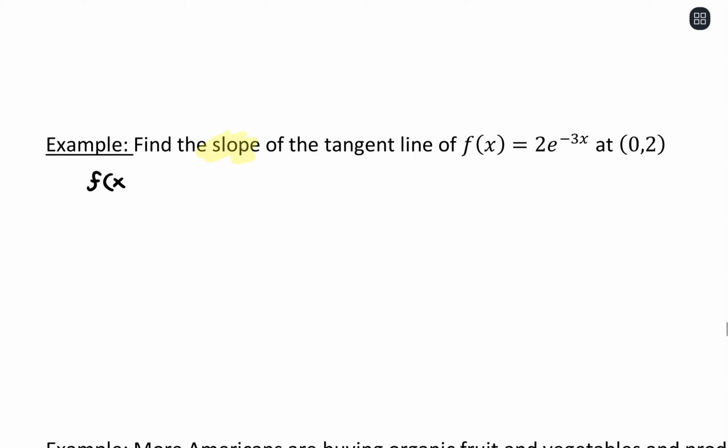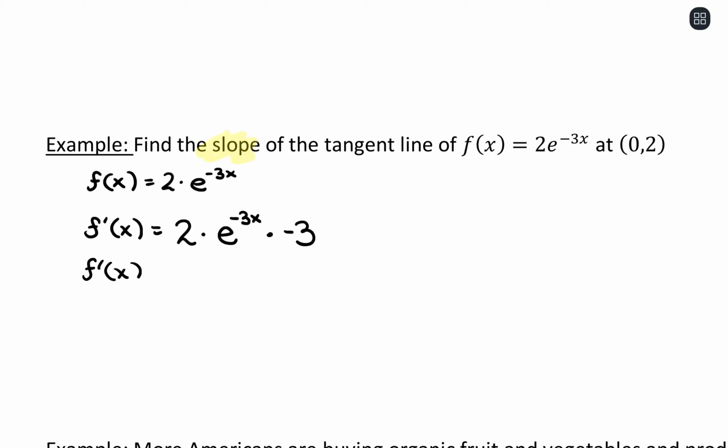So we have our function, which is 2 times e to the negative 3x. Grabbing the derivative, so we have this 2 multiplying on, so it's going to keep multiplying, and then this derivative of e to the negative 3x. So chain rule, we're going to have e to the negative 3x times the derivative of that negative 3. So our derivative function is negative 6 e to the negative 3x.